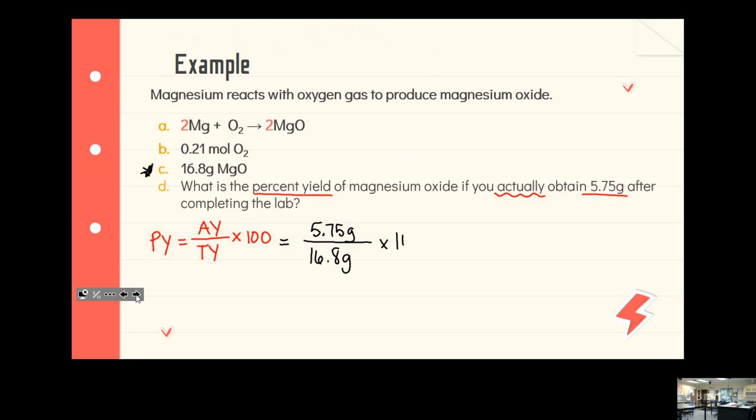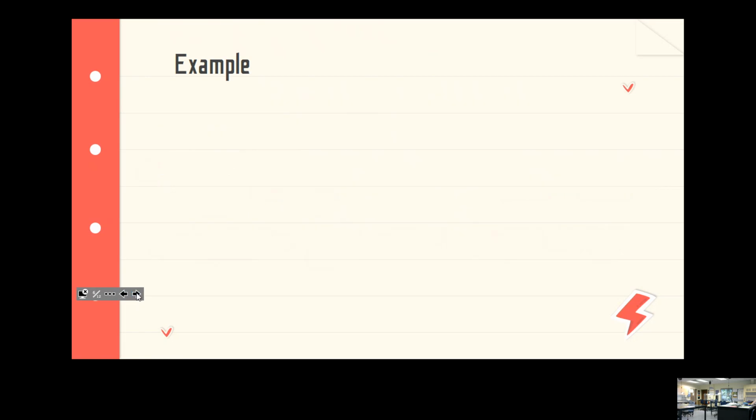I can already tell that it's not exactly a stellar percent yield. You should get about 34% yield of magnesium oxide. So it looks like there was a significant loss in product.